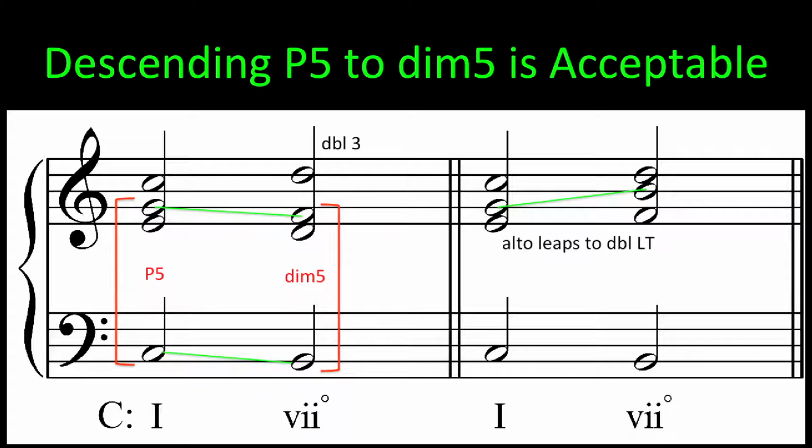Observe that a descending progression from a perfect fifth to diminished fifth is acceptable and prevents the alto from having to skip up to the leading tone on the 7 chord. Basically, the voice leading on the left is fine, and that on the right is, listen.